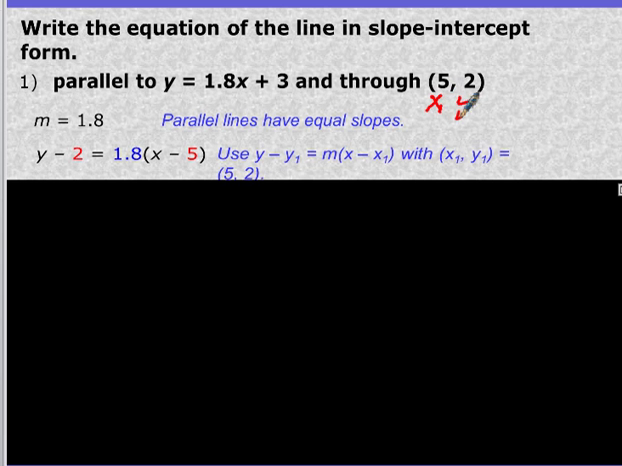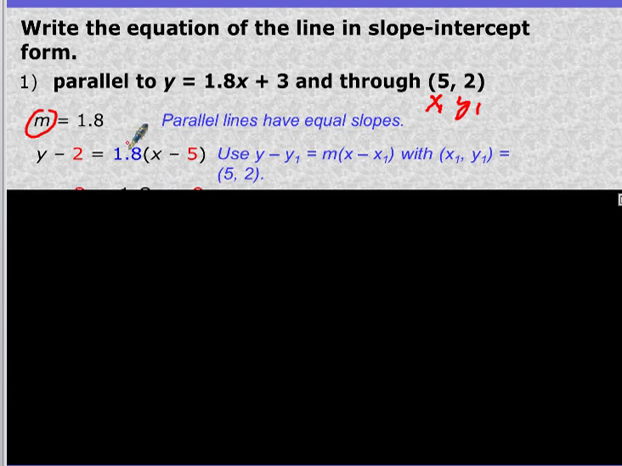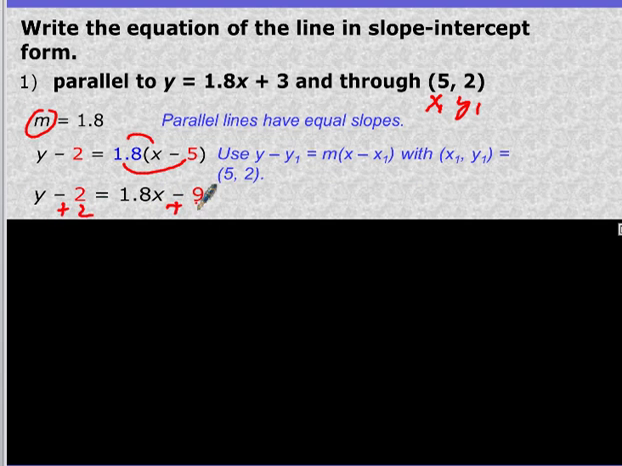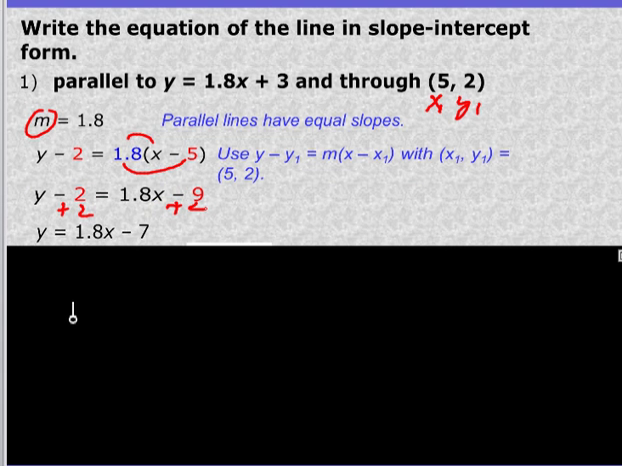So here's our x1, y1. We plug them into the right places, our m and our x1, y1. Now we're going to distribute and add 2. And that gives us y equals 1.8x minus 7. So that is the line that's parallel to the given line and goes through the point (5, 2).